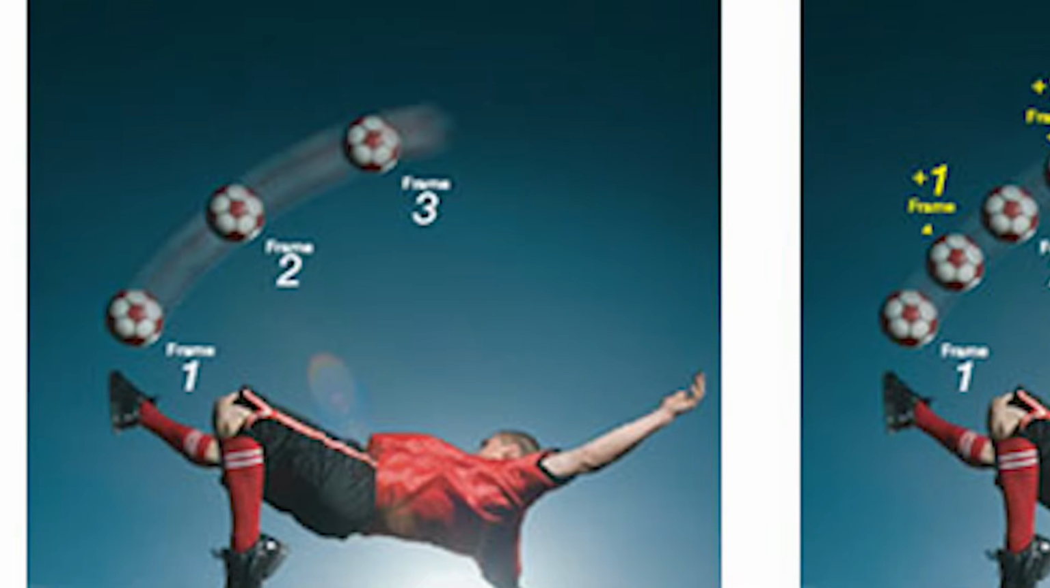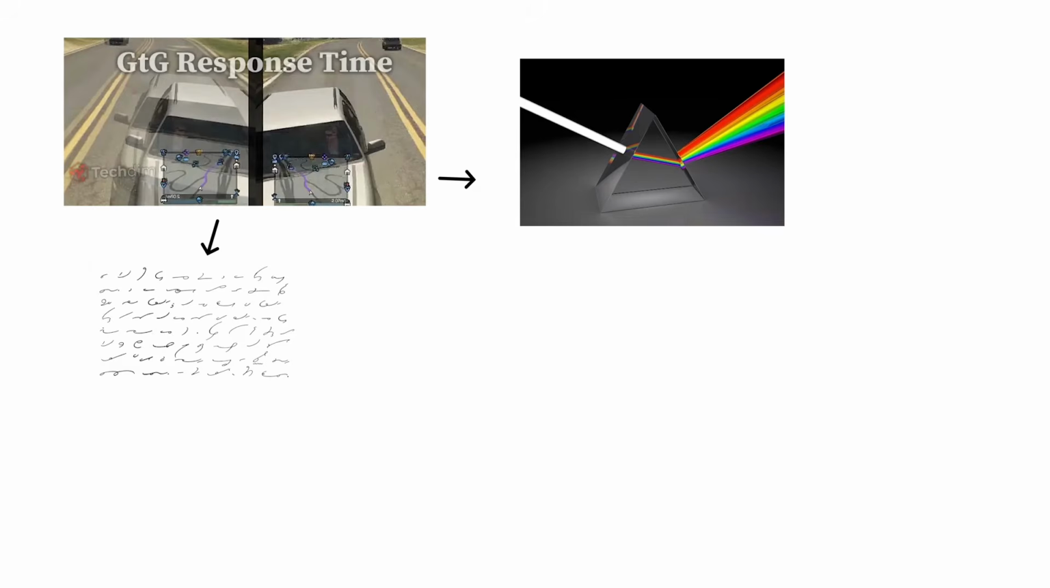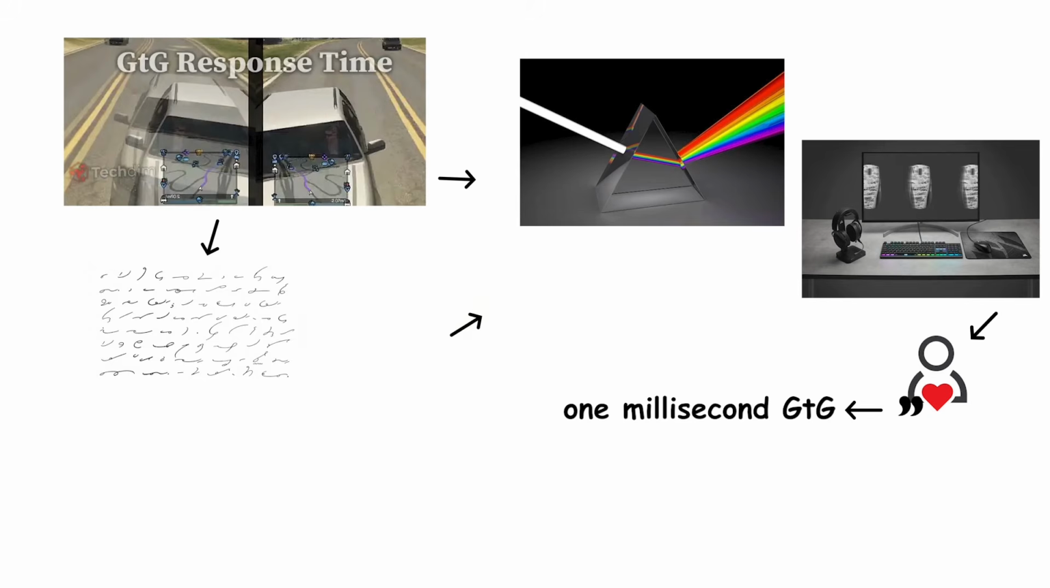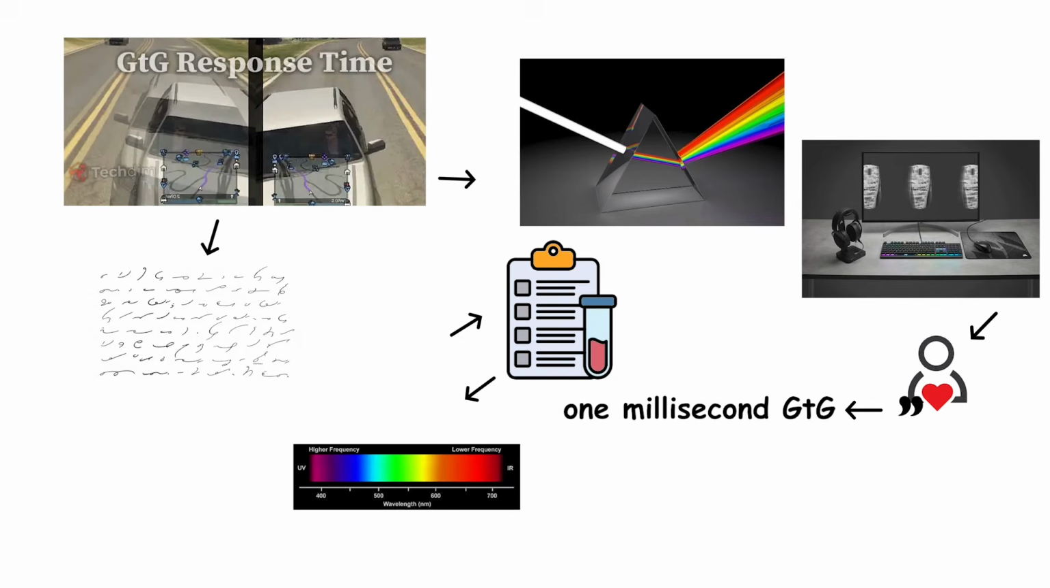GTG means gray to gray, how long it takes a pixel to change from one shade of gray to another. It's a shorthand for overall transition speed, because every color change passes through gray at some point. Lower GTG times mean less visible ghosting. Manufacturers love quoting 1 millisecond GTG, but that's usually measured under ideal lab conditions and doesn't represent the slower transitions between complex colors.